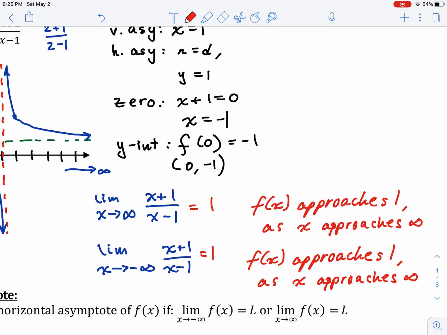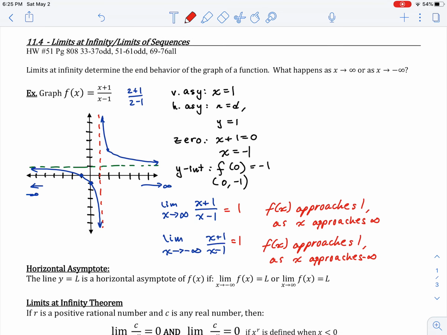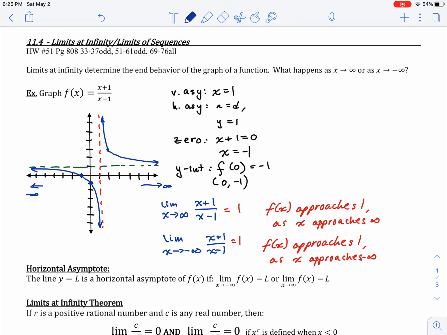Let me just go ahead and write that. f(x) approaches 1 as x approaches, in this case, negative infinity. So we can see here there's nothing too complicated about this idea. All the stuff that we did earlier on with horizontal asymptotes was to give us a good foundation for evaluating limits at infinity for these rational functions.